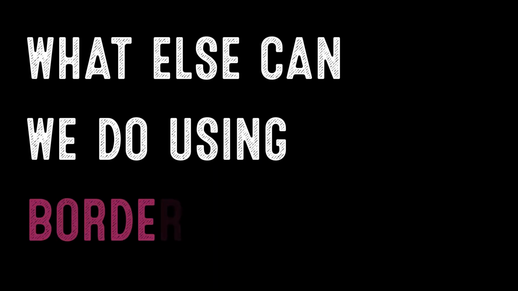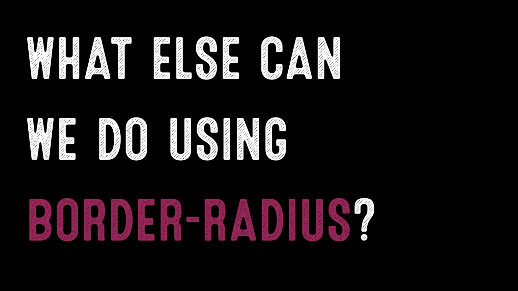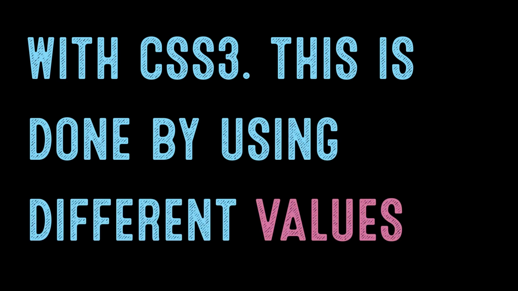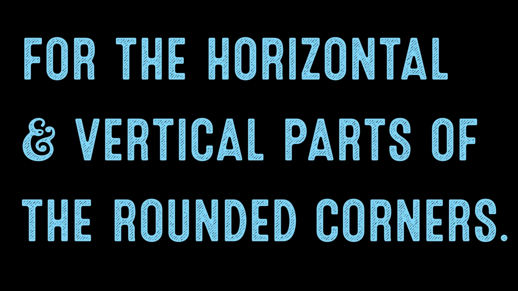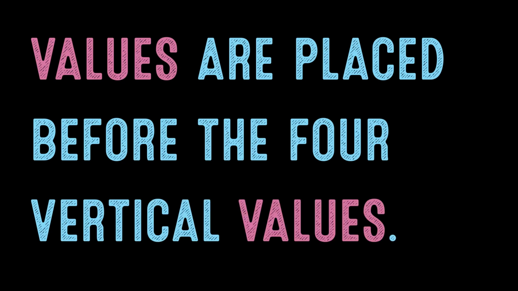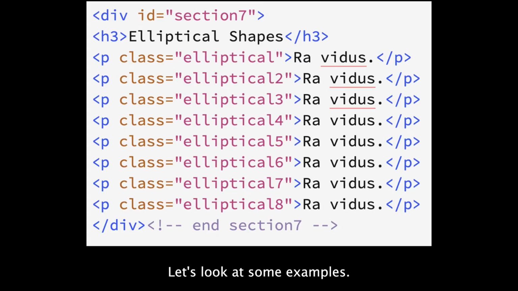The daily code snippet. What else can we do using border radius? Border radius is also used to create elliptical shapes with CSS3. This is done by using different values for the horizontal and vertical parts of the rounded corners. When writing the distances out, the 4 horizontal values are placed before 4 vertical values. Let's look at some examples.